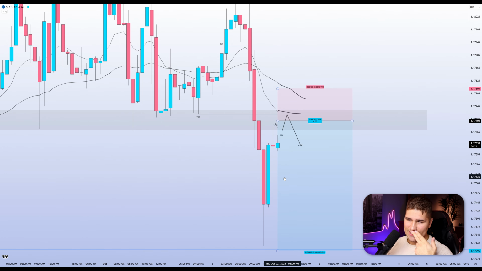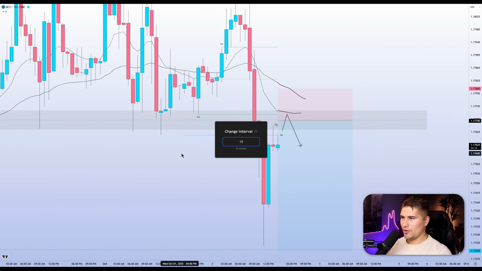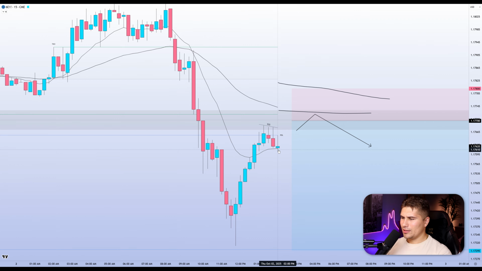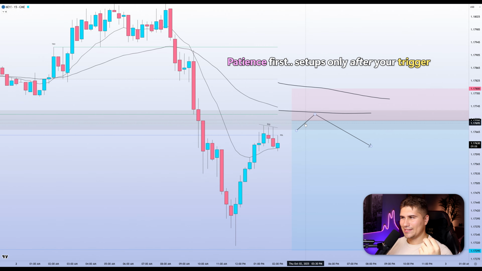Ideally, I would like to take this setup after the open, because right now, this probably is not the greatest time, right? So unless this happens, honestly, within the next 30, 40 minutes, I'm probably going to wait until after the open to take this short.